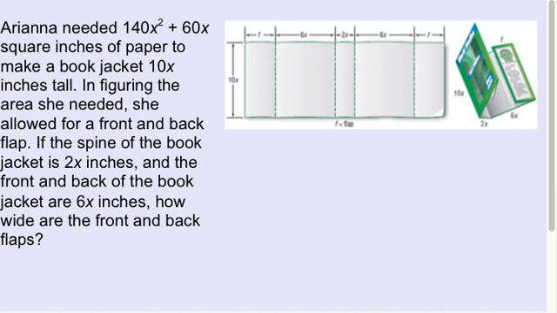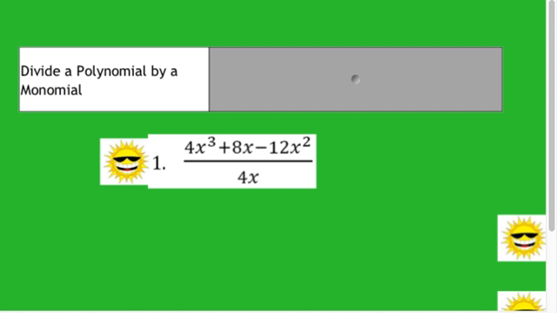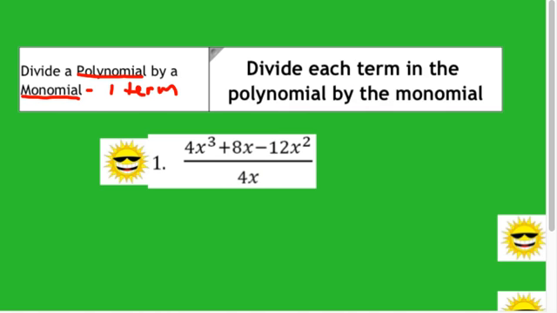But before we get to dividing by another polynomial, we're going to divide by a monomial. In other words, a polynomial divided by a monomial, which is one term, like this is one term right here. We're going to divide by 4x, not 4x plus 1, but just 4x. And how do you do that? Divide each term in the polynomial by the monomial.